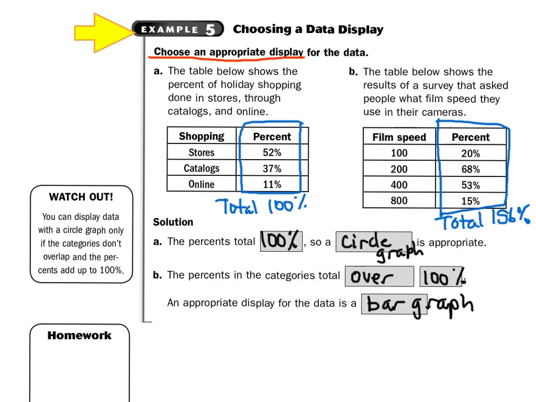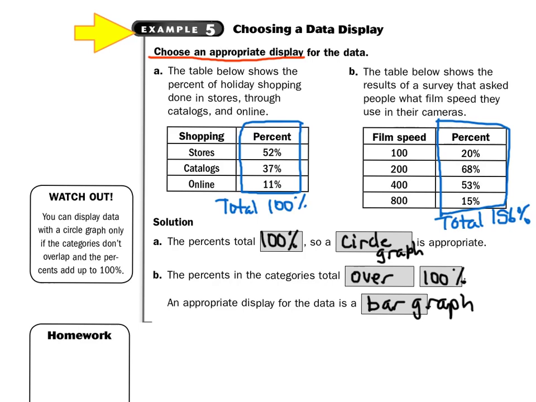And then take a look at B. The table below shows the results of a survey that asked people what film speed they use in their cameras. And so for the 100 speed, 20%, 200, 68%, 400, 53%, and 800, 15%. So that was a total of 156%. So that's more than 100%.